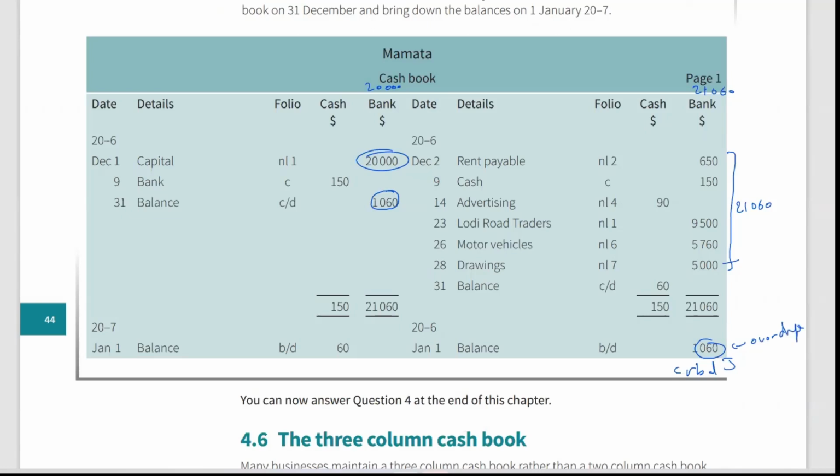Why did that happen? Because Mama took a lot of drawings. Up to 3,000, that was fine. She was just close enough. Her bank account only had about 940 remaining. Then she took 2,000 extra in drawings, and that led to her having an overdraft. Cash remains the same way it was, and we still have a debit balance of 60. If you notice, we have two balances. Hope it's not too confusing.